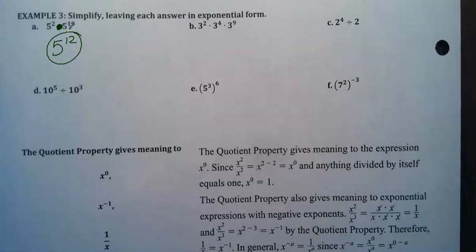All right, in B, what operation is happening? Multiplication. Multiplication, so we do what? We add. So it's going to be 3 squared plus 4 plus 9, which equals 15. 3 to the 15th power. We're good with that? 3 to the 15th? Okay, so 3 to the 15th.